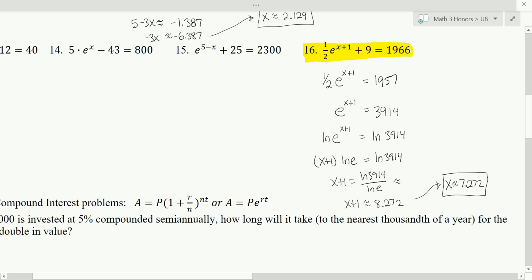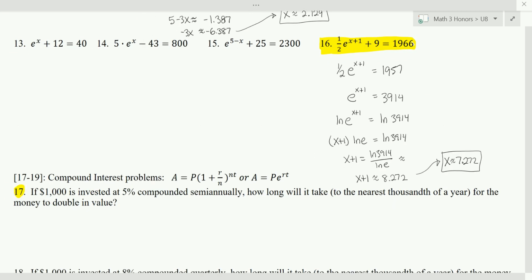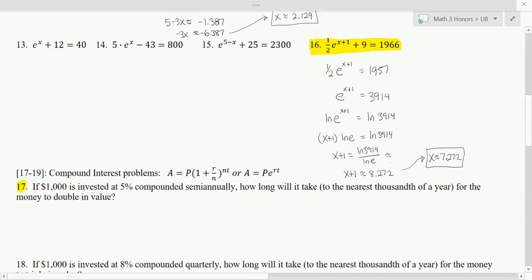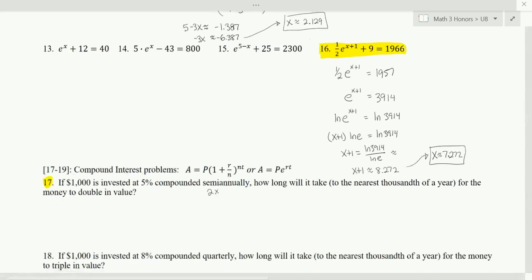Okay, we're going to start to look at some application problems. We're still going to be solving and doing this kind of thing, but we're now going to apply it. And we're going to start with finances. So like if you were to get a loan or you were to invest money, these formulas would apply to that kind of thing, okay? So this next one I want to do with you is 17. So if you invest $1,000 at 5% compounded semi-annually. Semi-annually means what? Twice a year. So semi is half. So it's gonna happen every half year, so twice. Okay. How long will it take to the nearest thousandths of a year for the money to double in value?